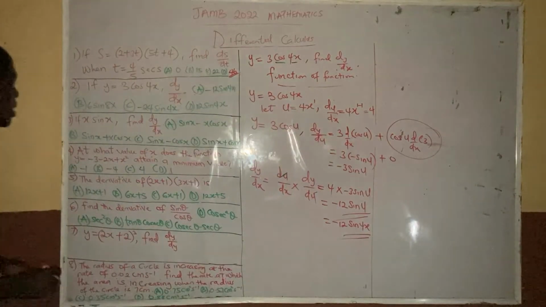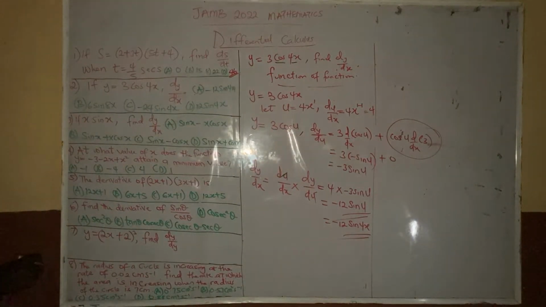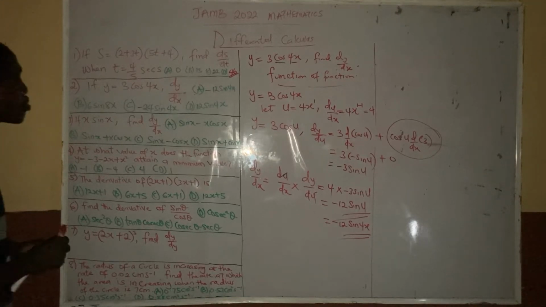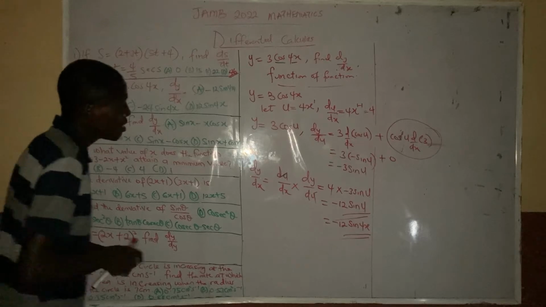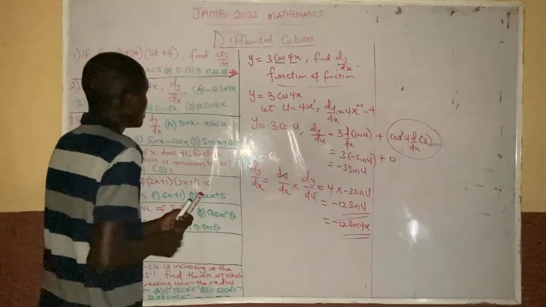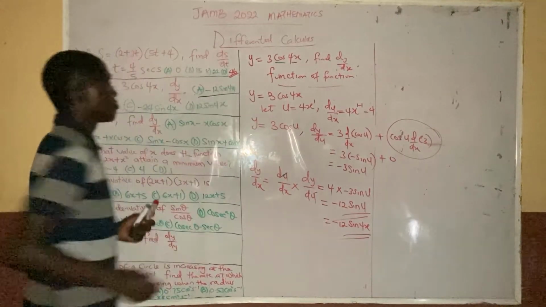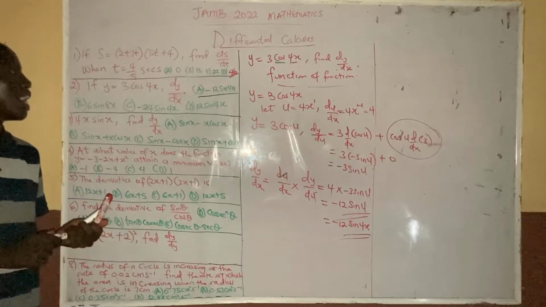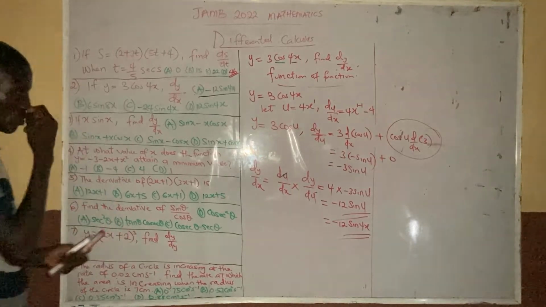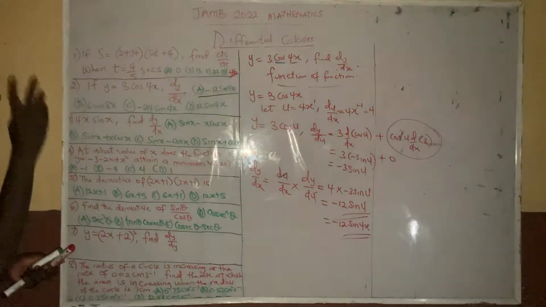Is there any option like that here? Yes. Minus 12 sine 4x. That is option A. So that's that about that.